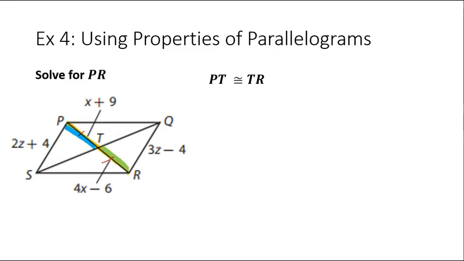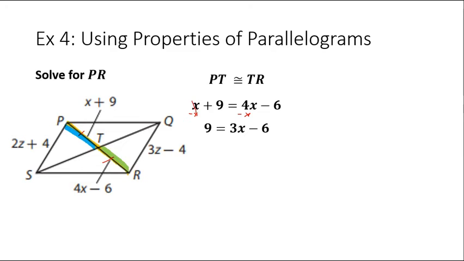So all I do there is substitute in the values. So I get x plus 9 equals 4x minus 6. I subtract x first. So I subtract the x, and I subtract x over here.